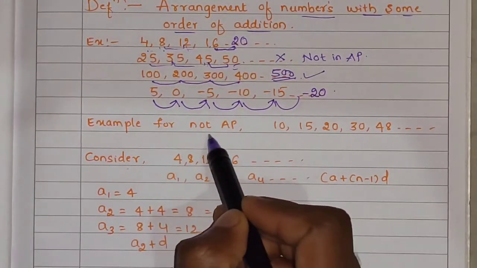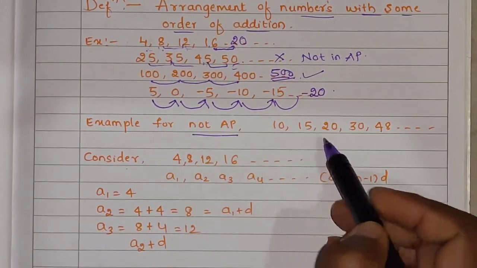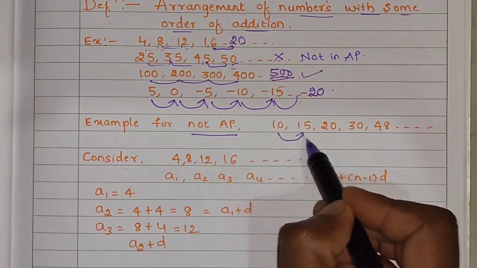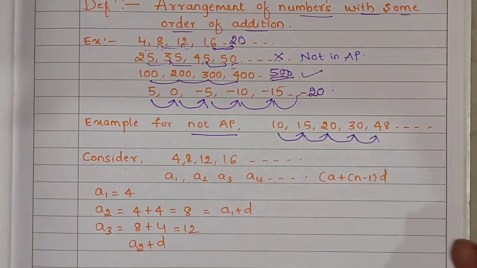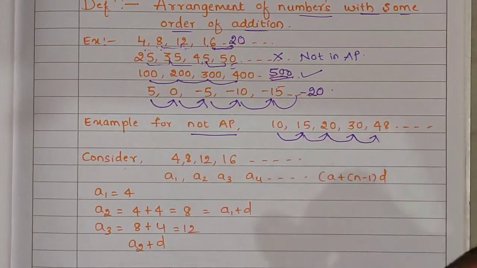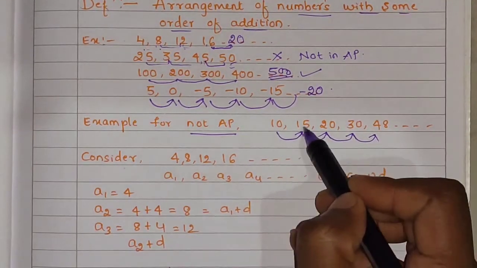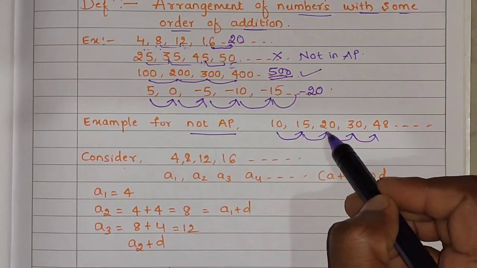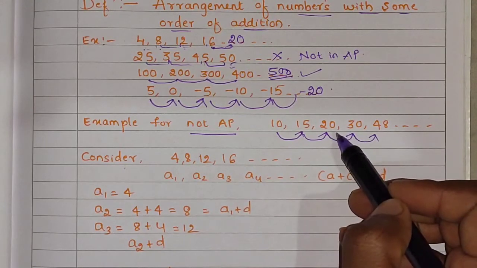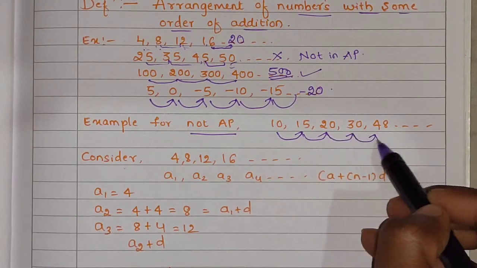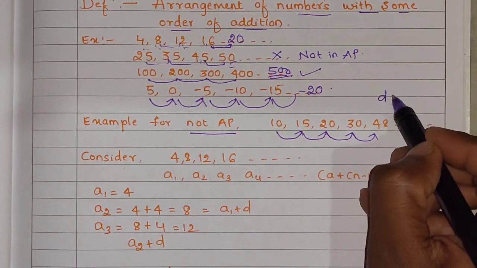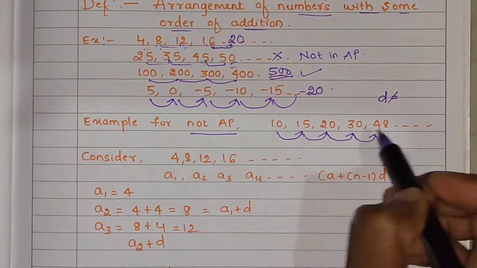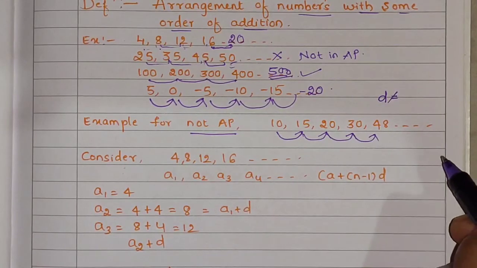One example I have taken which is not in arithmetic progression is 10, then 15, 15 then 20, 20 then 30, 30 then 48. It is not in arithmetic progression because here the difference is 5, here the difference is 5, here the difference is 10. The difference value has changed here. And from 30 to 48, the difference value is 18. The common difference is not the same. Therefore, we can say this sequence is not in arithmetic progression.